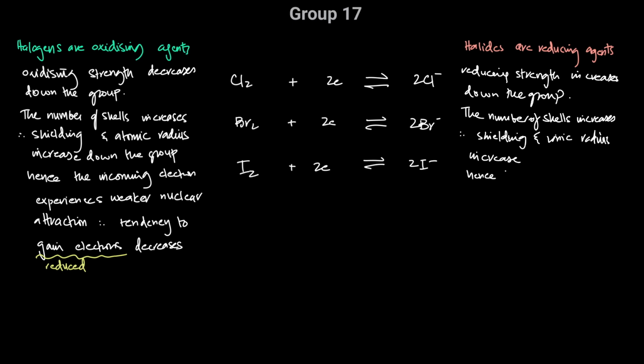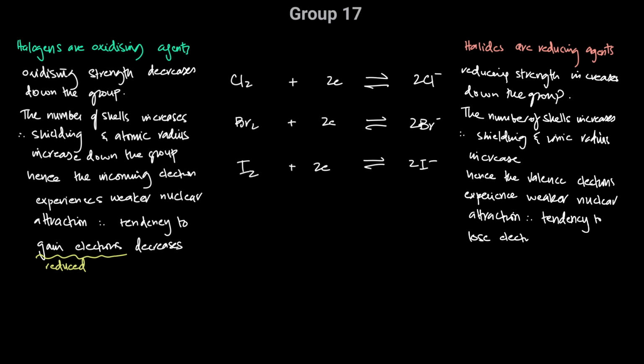Hence, the valence electrons experience weaker nuclear attraction, which means that we can say that the tendency to lose electrons for these anions increases as we go down the group. So the tendency to lose electrons increases, which means that they undergo oxidation more easily, which means that they're better reducing agents as we go down the group, because loss of electrons refers to oxidation.